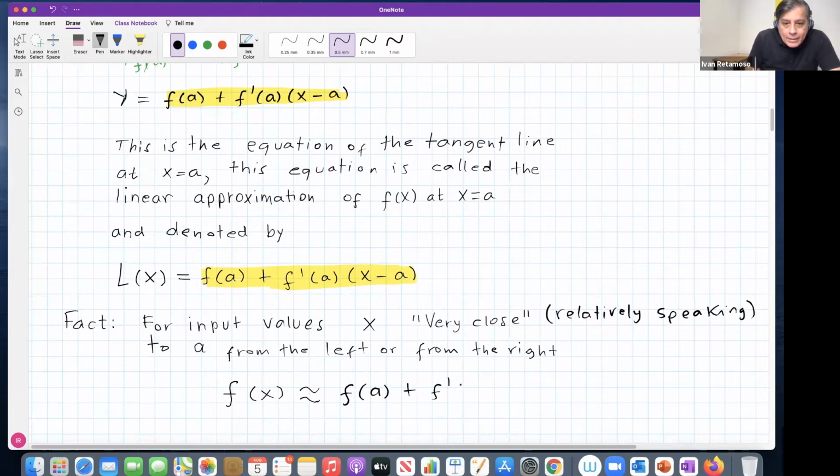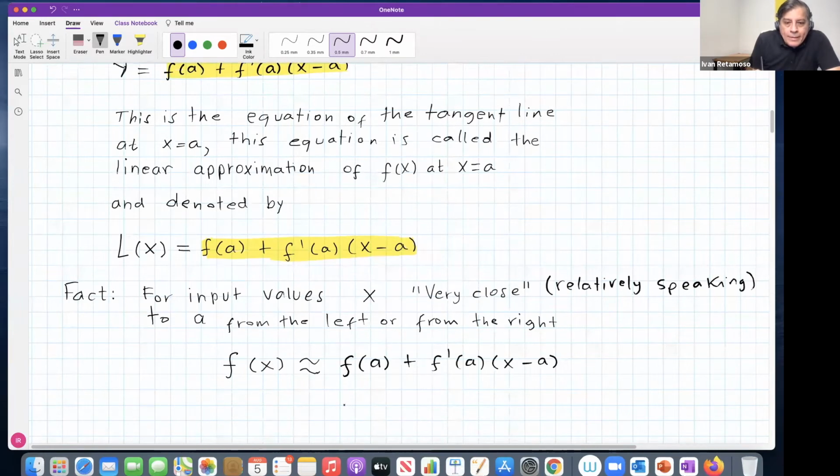Because if you can work with a linear function instead of a crazy function that they give you, at least locally, it's good, because working with a linear function is much easier than working with a function in general, right? So this is a good idea.